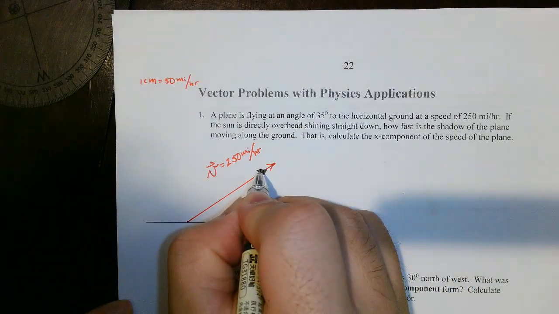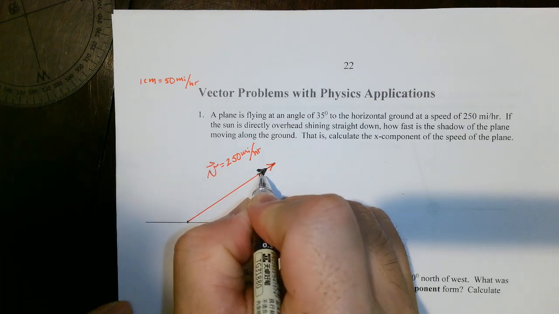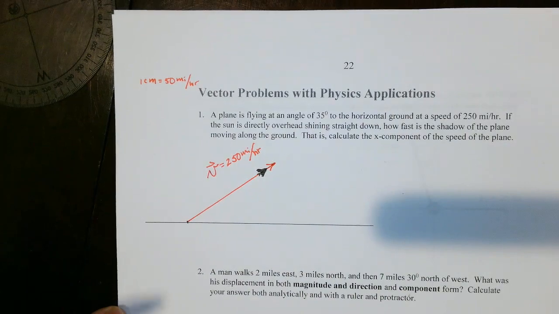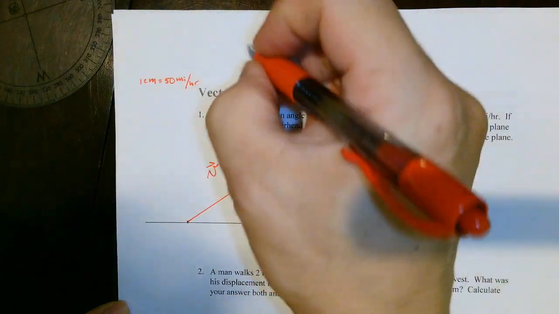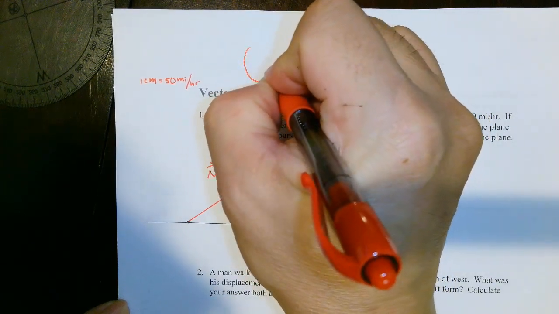So as this thing is flying 35 degrees above the horizontal up this way, and the sun is directly above. So here's my sun.